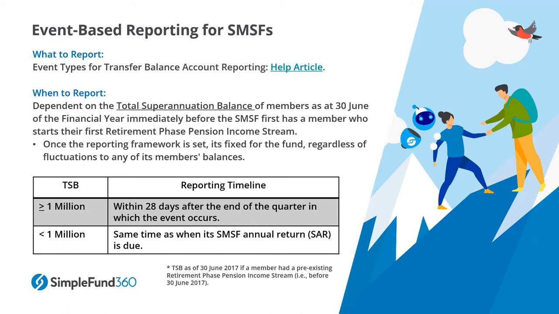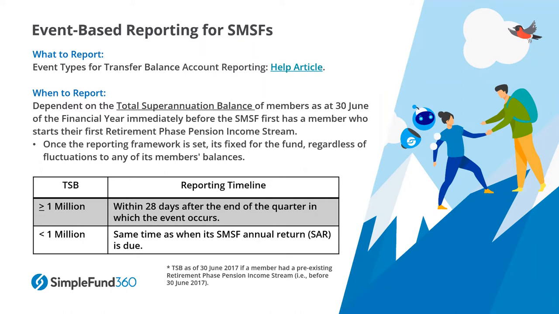Whereas when you're looking at TRIS in retirement phase, so where it has met a condition of release, it will be entitled to a pension earning exemption and therefore will have a transfer balance account and will be subjected to the cap. So just to clarify there, when you are dealing with a TRIS account, you won't need to report those events. Whereas when you're dealing with TRIS in retirement phase, that obligation arises to prepare and lodge TBAR.